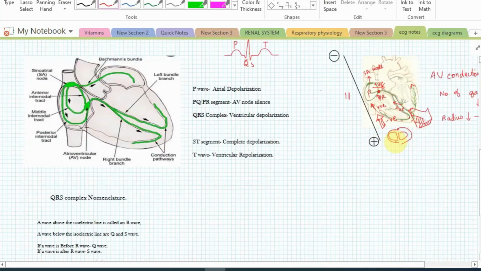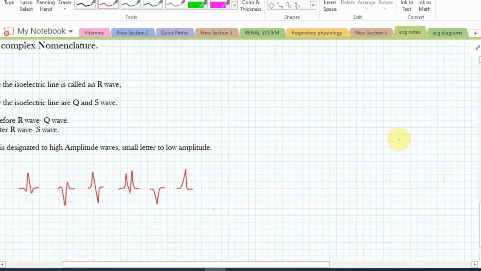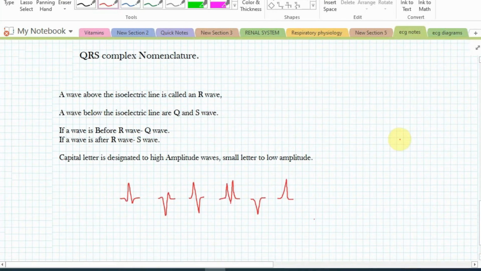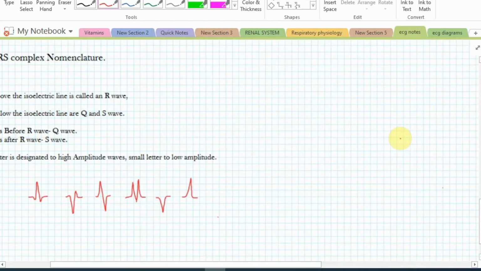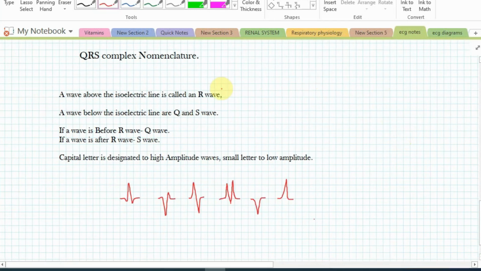I would like to finish up this topic by lastly talking about QRS complex nomenclature. For QRS complex nomenclature, you just have to know some rules. When you are naming a QRS complex, there are certain rules which need to be followed. The first rule is that a wave above the isoelectric line is called an R wave. I'll repeat, a wave that lies above the straight line, or the isoelectric line, is called an R wave. The initial one we call the R wave, and any secondary R wave we call R prime, or R secondary, R double dash and triple dash, and so on.